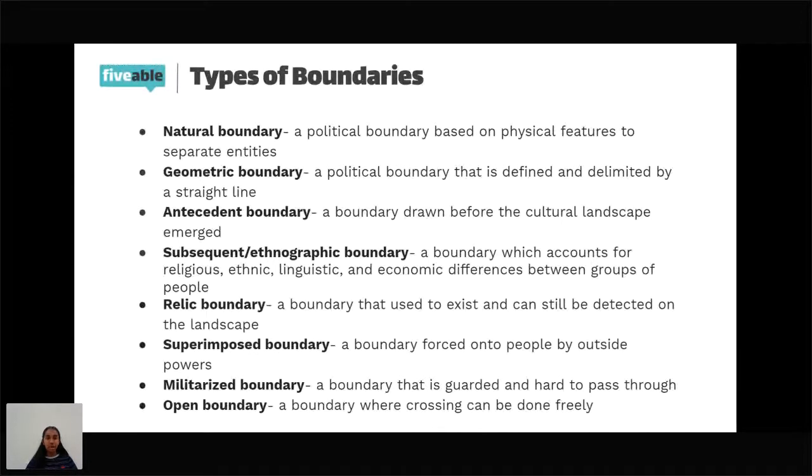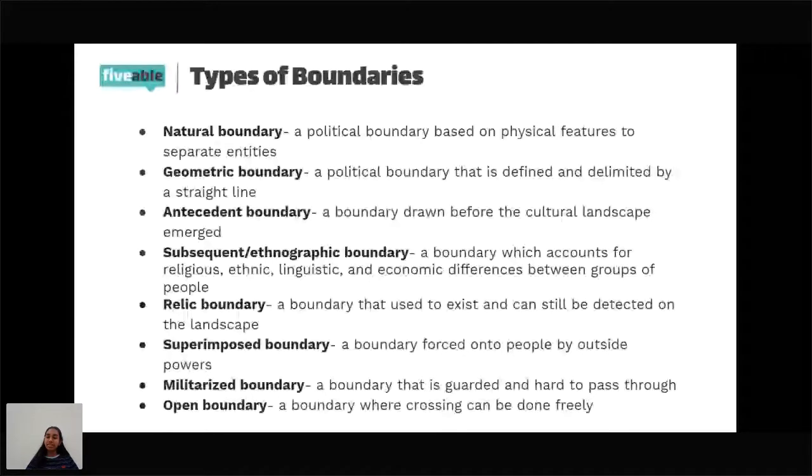A relic boundary is a boundary that used to exist and still can be detected on the landscape. And an example of this is the Berlin Wall between East and West Germany. Now Germany is obviously just one country, but there's still pieces of the Berlin Wall that remain. Can anyone give me another example of a relic boundary that you might see in Asia? And just say it in the chat.